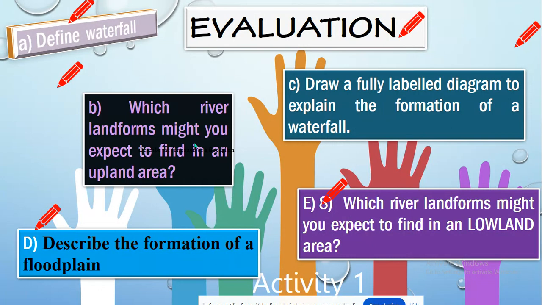So up to here, it's time for evaluation referring to our objectives. Now, in your workbook, in your activity books, you can work on these. You can define waterfall, or draw a well-labeled diagram to explain the formation of a waterfall. You can use the internet link that I told you from Internet Geography or Geography Pods. Which river landforms might you expect to find in a lowland? What about those in the uplands? And then describe the formation of a flood plain.